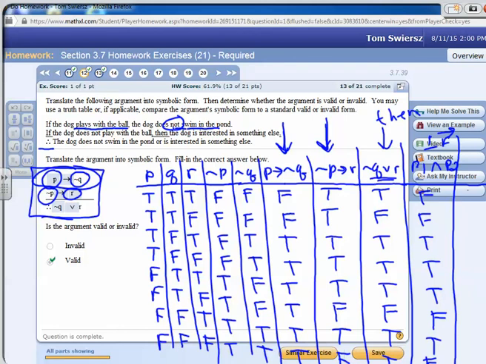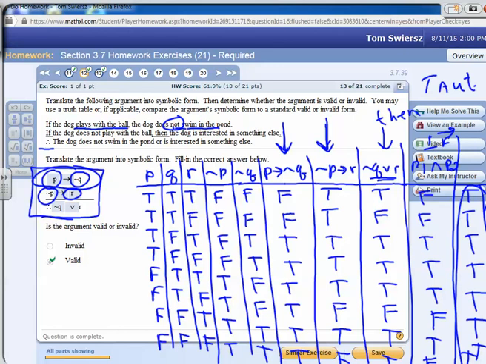If false, then true is true. If false, then false is true. If true, then true is true. If true, then true is true. If true, then true is true. If false, then false is true. If true, then true is true. And if false, then true is true. We got all trues in the last line, which means it's a tautology, which means the argument is valid.